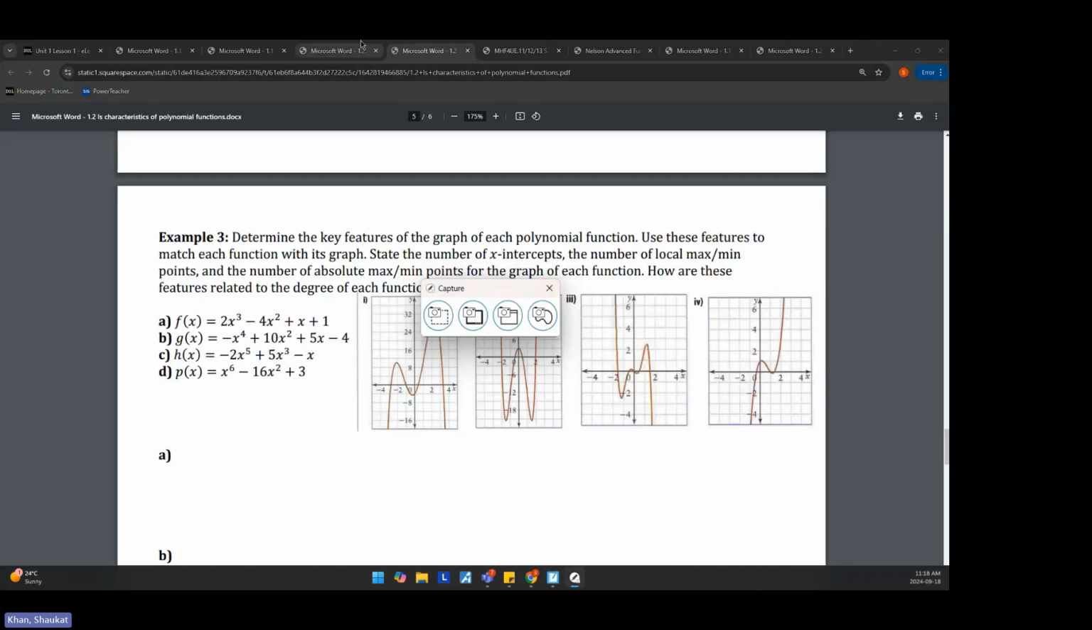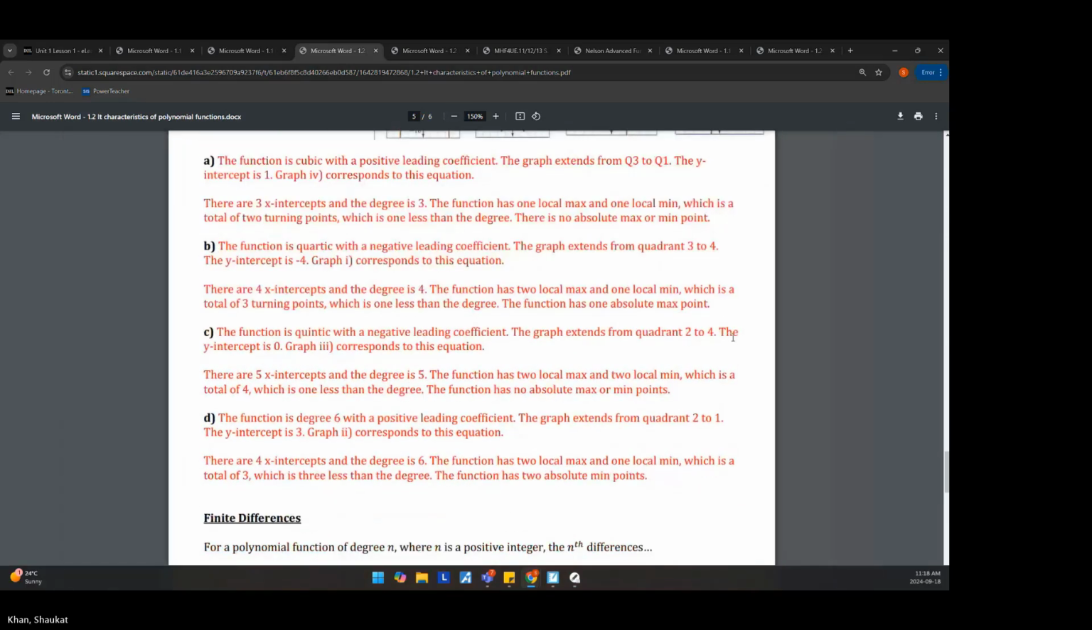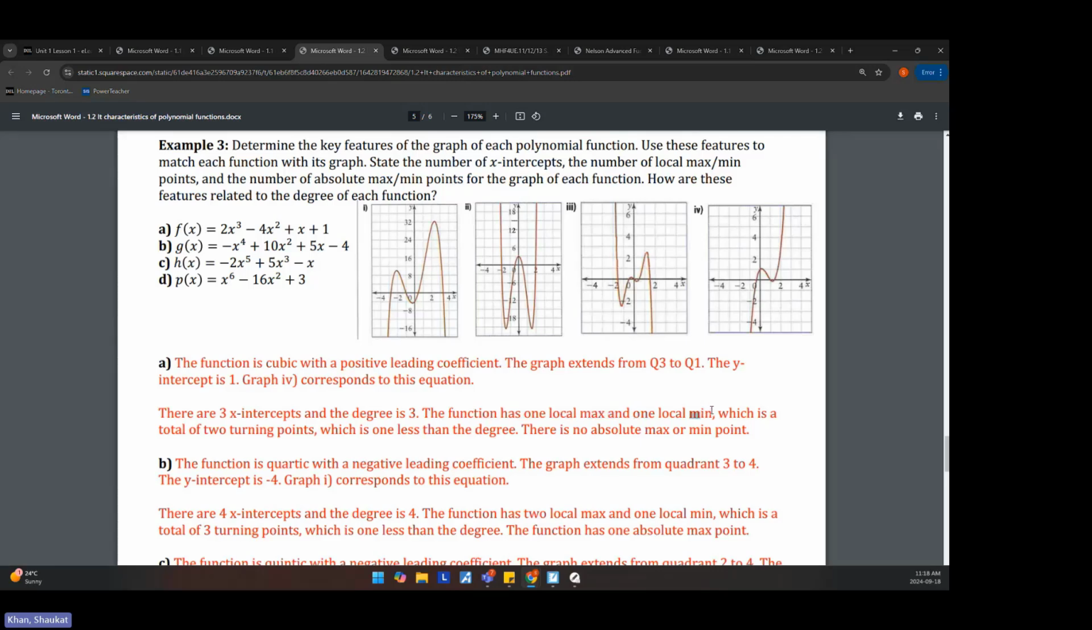Okay, and let's take a look at the answer. I think I did it right. Oh wow, there's a lot of answers here. The function is cubic, positive coefficient, graph extends, y-intercept is this, and graph 4. Yeah, so basically everything that I said, they just wrote it. Oh, sorry, I didn't mention the local max and mins. I just counted a turning point. You can just see that it's 2 local maximums and 1 local min, so 3 turning points. Oh, they did talk about turning points actually. Sorry, I did do that. Okay, yeah.